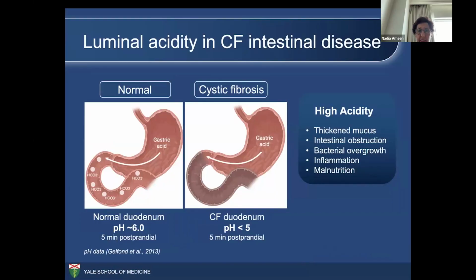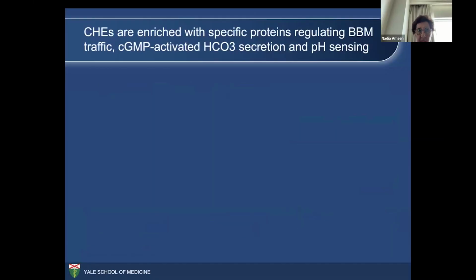Now, what about the CF intestine? We know that in the CF proximal small intestine the pH is lower than normal. And this lower pH in the CF intestine contributes to a lot of the pathophysiology in the CF intestine. The high acidity leads to more thickened mucus because you need alkaline secretions to loosen up the mucus in the gut. It also leads to intestinal obstruction, bacterial overgrowth, gut inflammation, malnutrition, and importantly, a higher risk for GI cancers. So lots of problems due to the low pH in the CF intestine.